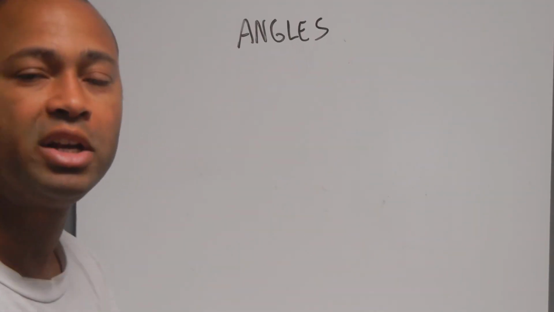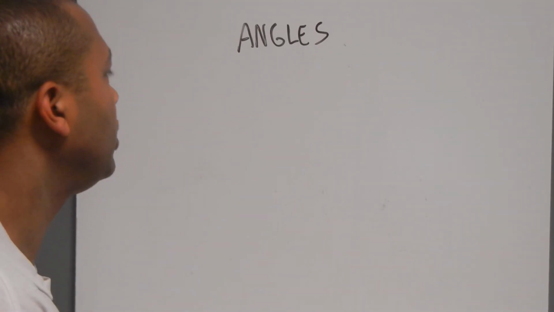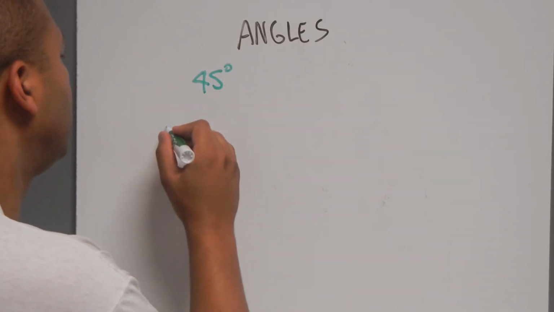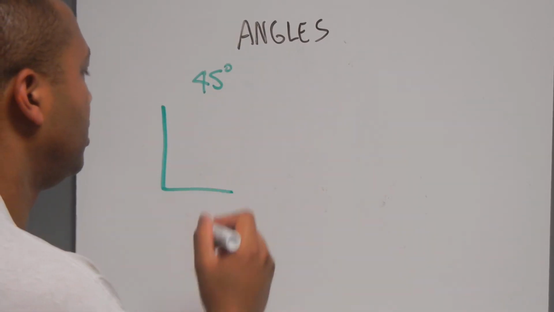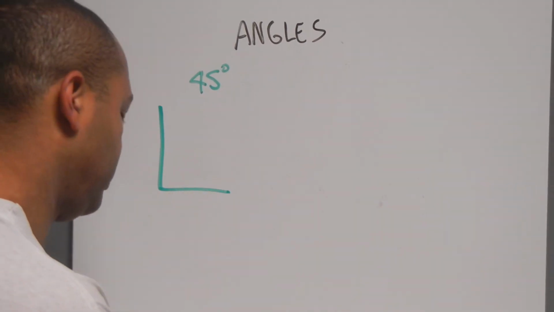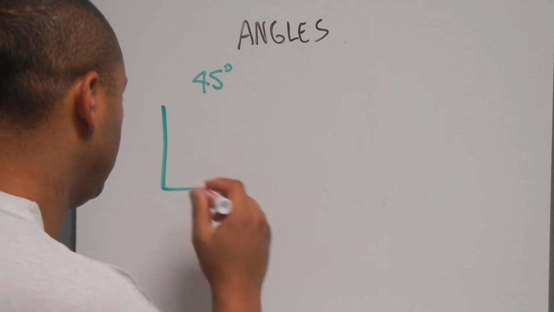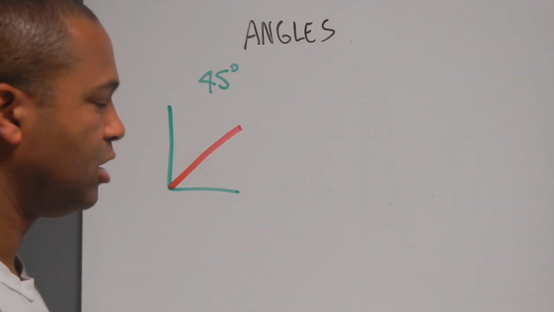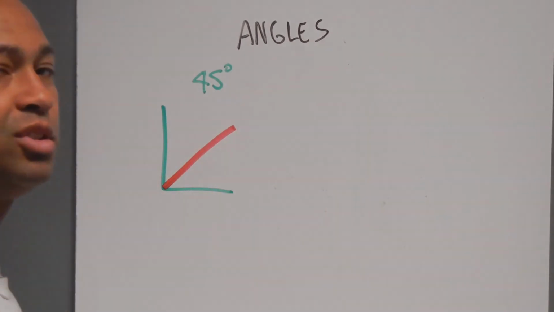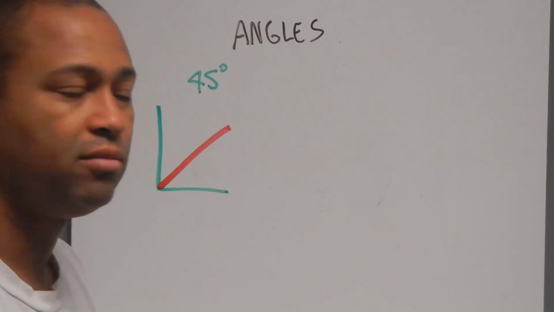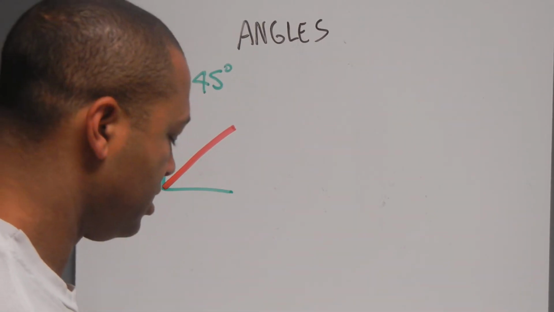And let's say you need to sketch some angles. Well, 45-degree angle is probably the easiest one, because you take a 90-degree angle and you subdivide it once. So now I have two equal parts for this 45-degree angle. And there's that angle right there.